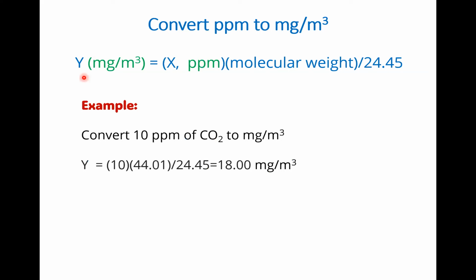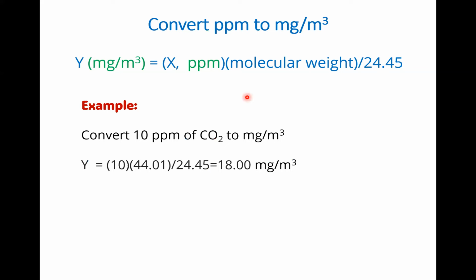So this is the conversion equation. This is the unknown, milligram per cubic meter. If you have the concentration in parts per million, you multiply by the molecular weight of the gas, and then divide by the molar volume. This is basically the volume of a mole under standard temperature and pressure, which is 0 degrees centigrade, or 273.15 Kelvin.